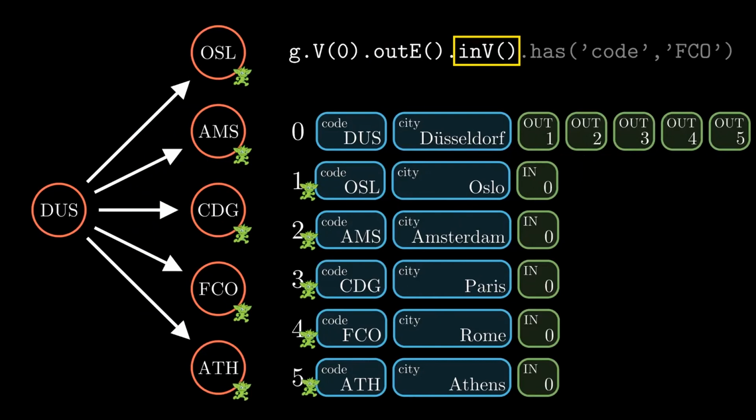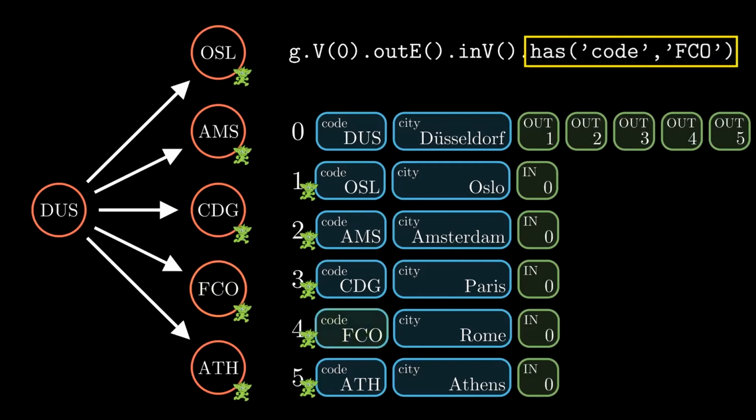So that behavior is something that we want to eliminate everywhere it's possible. And to end the execution, Gremlin now moves the traversers to the vertices' code property and drops all those that have values other than FCO. So we remain with only a single traverser, and that's the result of our query.